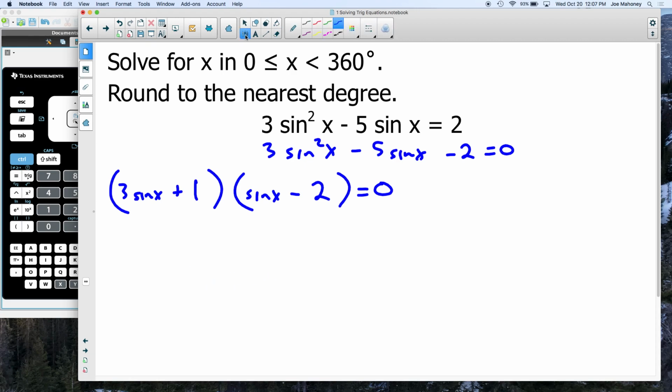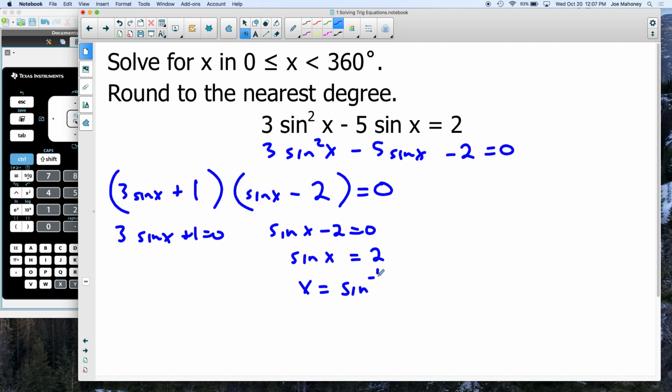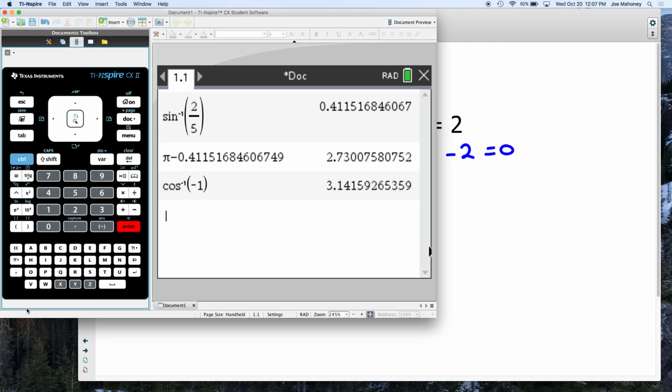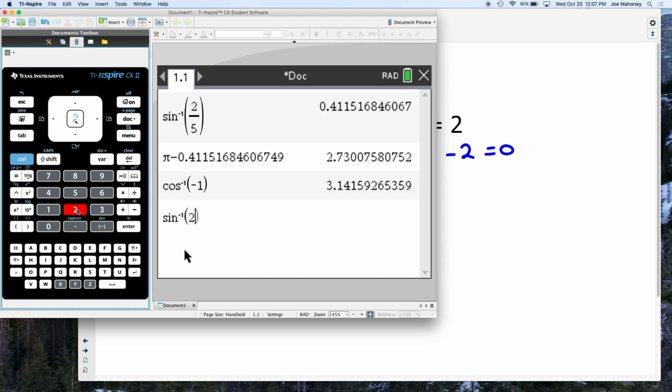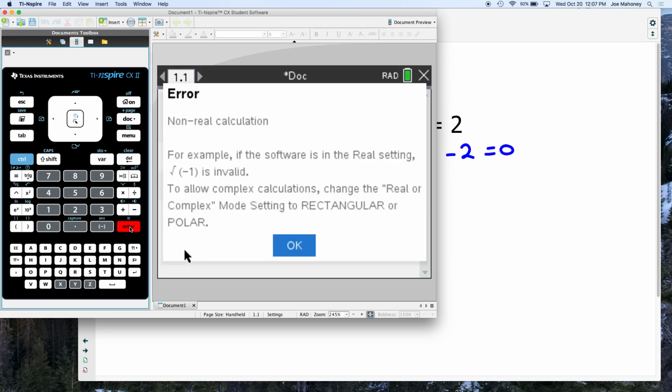Hey, but I know what to do from here now. So now I'm going to set each factor equal to 0. And I'm going to start on the right side for a second, because I'm going to add 2 to both sides. And I'm going to get sine x equals 2. So watch what happens when I go to my calculator and try to do this. This is going to be an interesting thing. If I do the inverse sine of 2, it gives me an error.